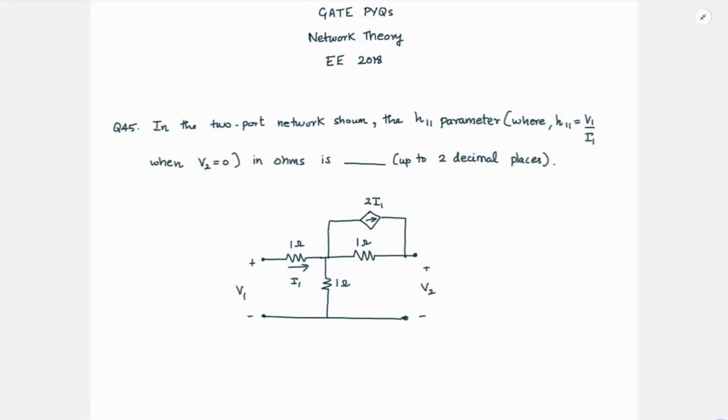Hello, welcome back. So here we have another question from GATE EE 2018. In the two-port network shown, the H11 parameter, so they have also given what that H11 is. It is V1 by I1 when V2 is equal to 0, in ohms, up to 2 decimal places.